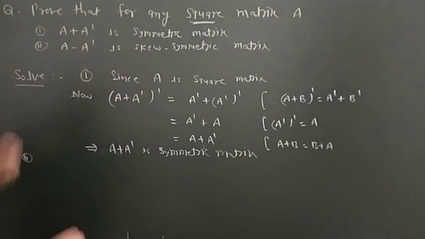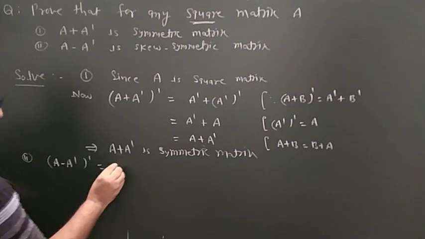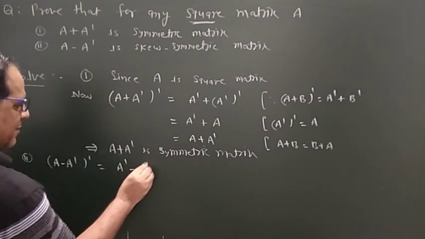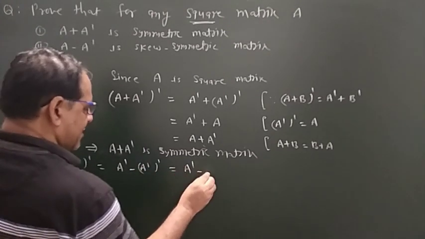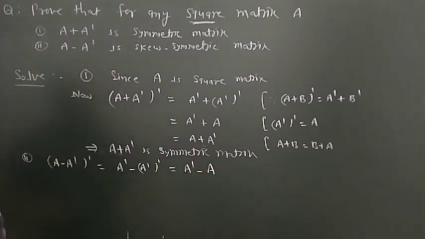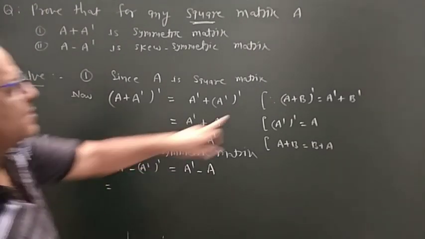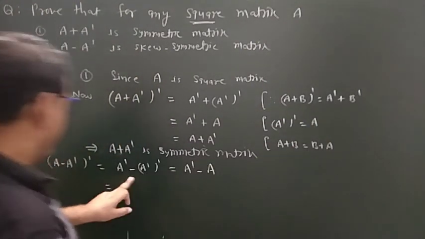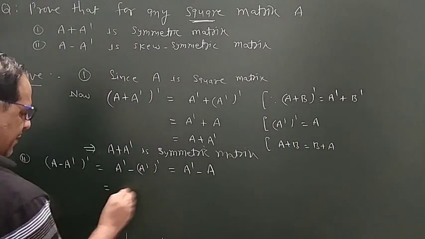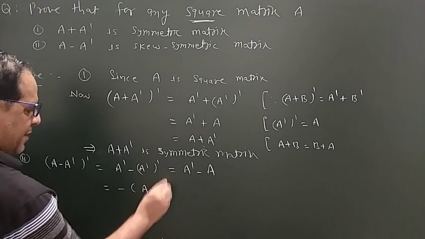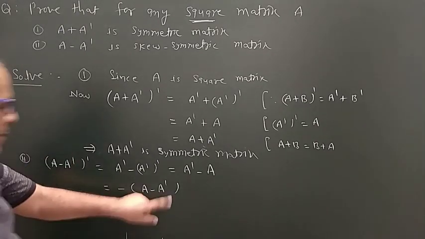The second part now. We take A minus A dash, so we start with A minus A dash whole transpose. This can be written as A dash minus A dash dash, which equals A dash minus A. Again, A minus A dash whole dash can be opened by the property A dash plus B dash. This can be written as A dash minus A, because A dash dash equals A. In this step we take minus common, so we can write it as minus A minus A dash. So the transpose of A minus A dash is equal to minus of A minus A dash.